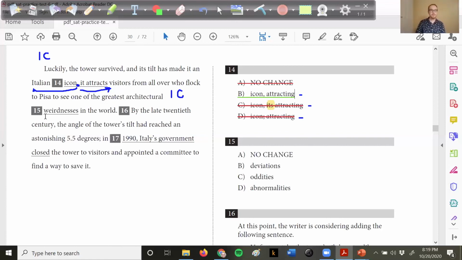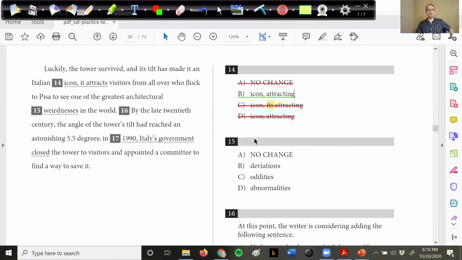Let's see where we go from here. So we've decided on "icon, comma, attracting visitors from all over who flock to Pisa to see one of the greatest architectural weirdnesses in the world." So our choices for 15 are deviations, oddities, and abnormalities. All of these kind of mean the same thing, right? They mean something that's strange, something that's not normal. So we're not being asked about whether the word is strictly correct. We're being asked about tone. How does the passage feel?